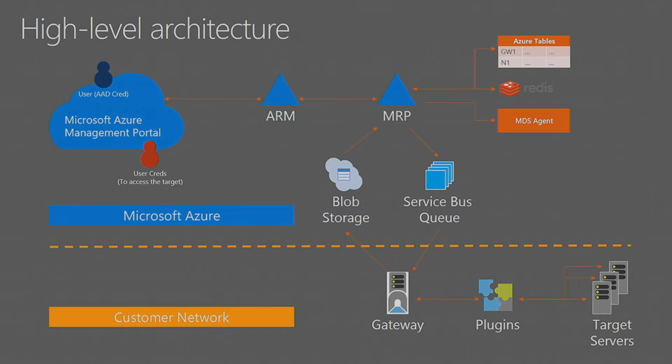So in the red, we've got the user creds that I've just typed in. Before it is sent anywhere, it is encrypted. It's passed through to ARM, to the MRP. It's cached in Redis, and it's sent down into the service bus queue, pulled down by the gateway, brokered to the appropriate target server, authenticated there, and that's where the body of the request then actually executes and the data comes back. So that's if you don't want to persist the credentials and just type it in every time.